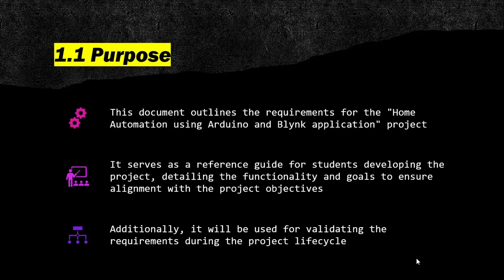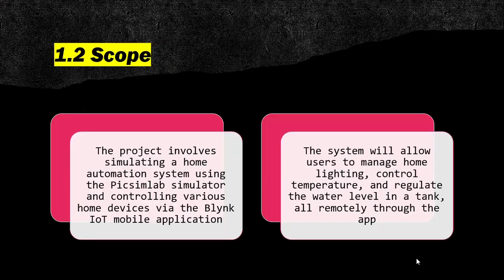So this document outlines the requirements for the home automation using Arduino and Blynk application. So for this, we'll be using the Arduino IDE and the Blynk IoT application for this project. So this will serve as a reference guide for students developing the project and detailing functionality and goals to ensure alignment with the project objectives. So we will be also seeing the life cycle and also the requirements.